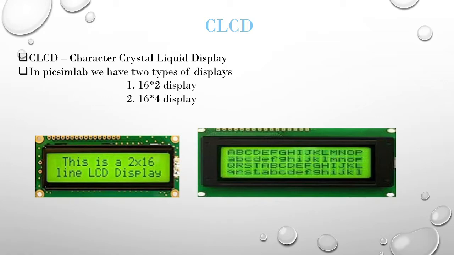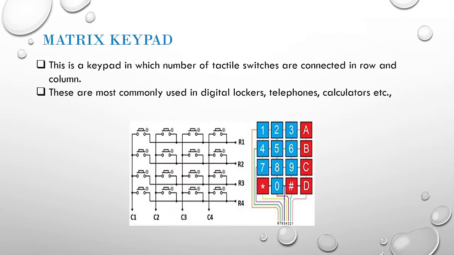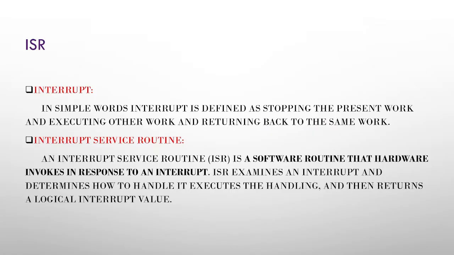CLCD means character liquid crystal display. In PiximLab, we have two types of displays, 16 by 2 display and 16 by 4 display. And we can see what a matrix keypad is. This is a keypad in which a number of tactile switches are connected in rows and columns. These are most commonly used in digital lockers, telephones and calculators. In PiximLab, we can see tactile switches from RB0 to RB5.